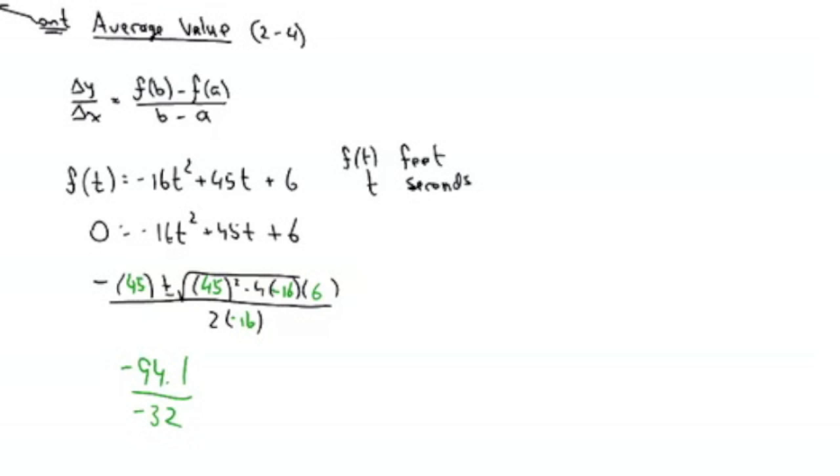2.94. Approximately, so about 2.9. So this is in the air for 2.9 seconds. Goes up, stops, comes back down, hits the ground. Now, the reason I need to know that is so if I do the average rate of change, I don't want to go any higher than 2.9.